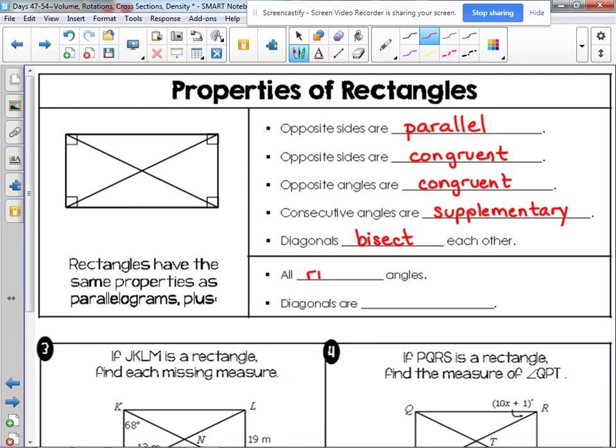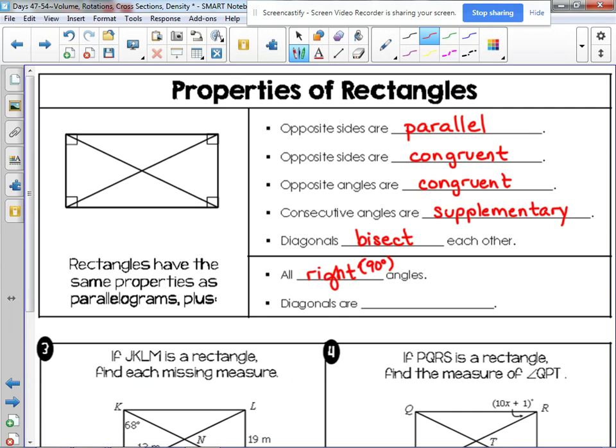It has all right angles. You already know that. You know that in a rectangle, all the angles are right angles. So they are 90 degrees, just to be clear. And how do those diagonals look different compared to the diagonals of the parallelogram? Look at the picture here.